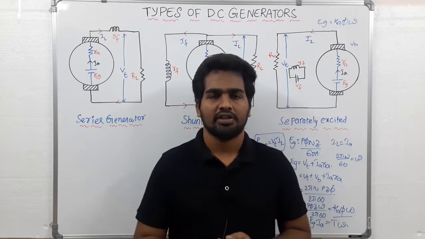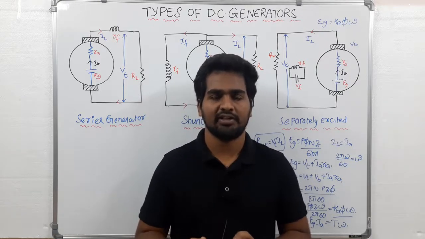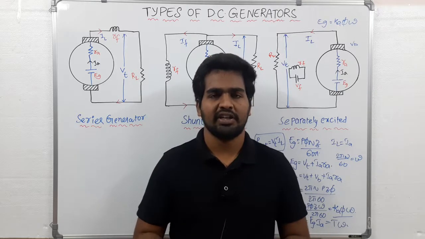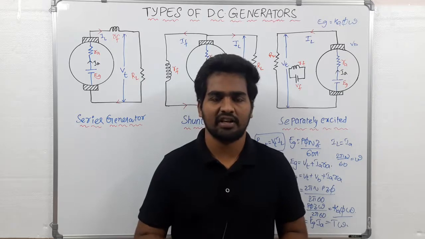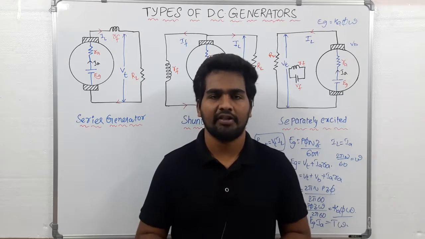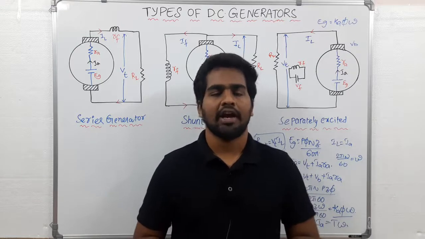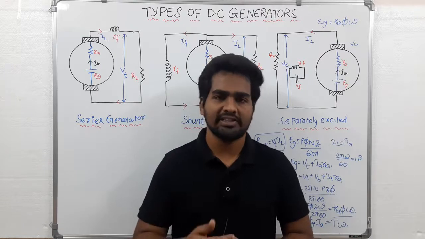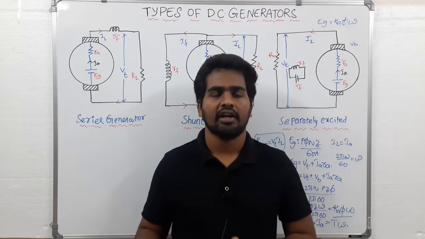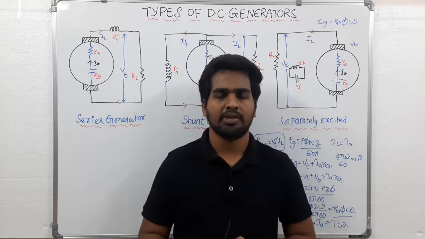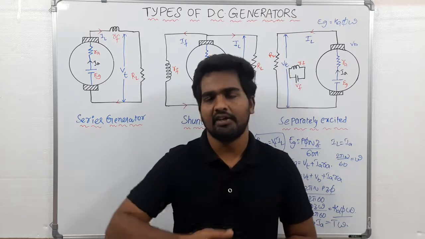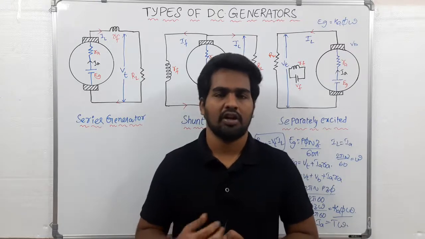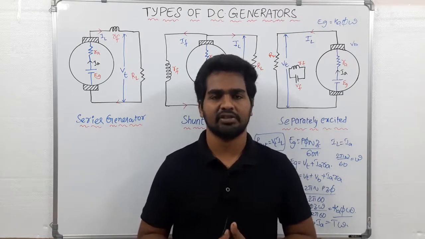If residual magnetism inside the machine fails, we separately re-establish the residual magnetism with the help of an external DC source. This is called field flashing. One more important thing is the resistance of the field circuit must be less than the critical value, and the load resistance must be more than the critical value. These are the important precautions while operating self-excited machines.